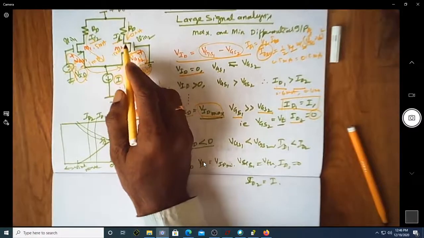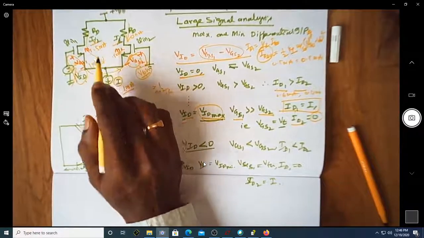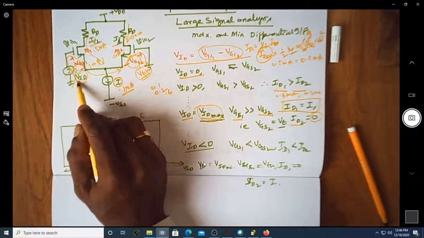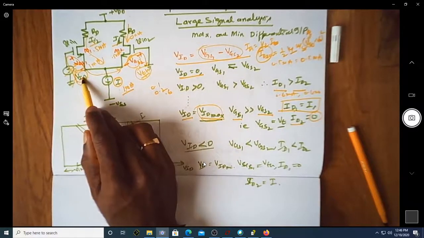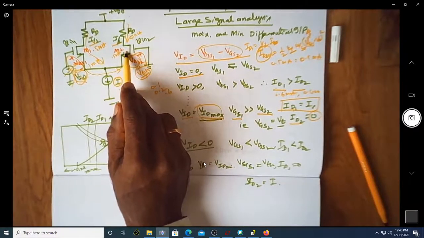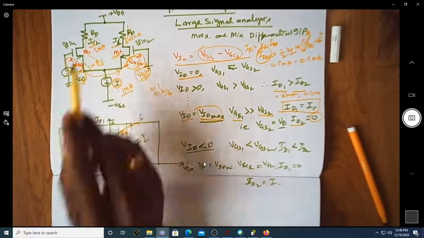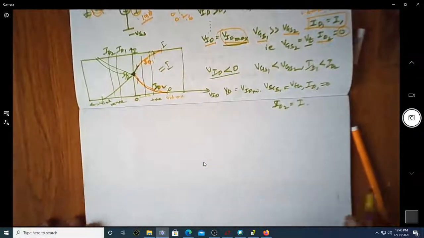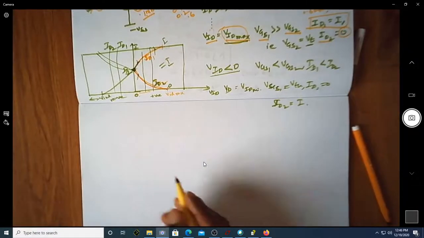The current will totally steer towards either this or this. You can see the entire current will be steered to M1 for positive voltage of VID. For negative voltage of VID, the entire current is steered towards M2. The entire current will flow here, 0 current will flow through M1. So let us try to identify that value of VID which makes it happen.